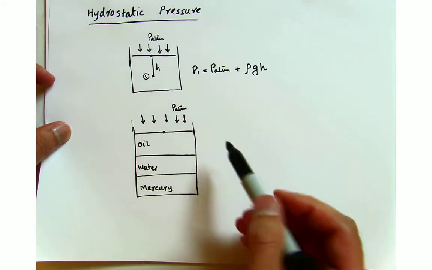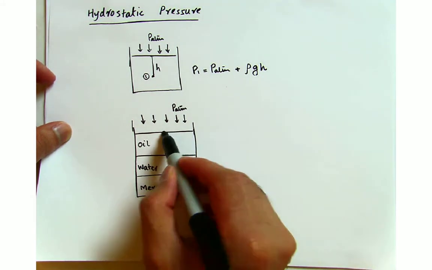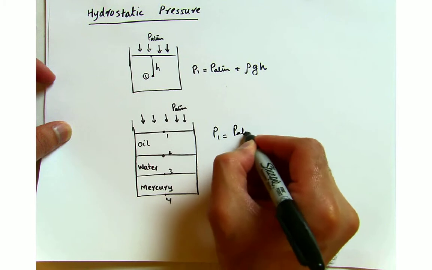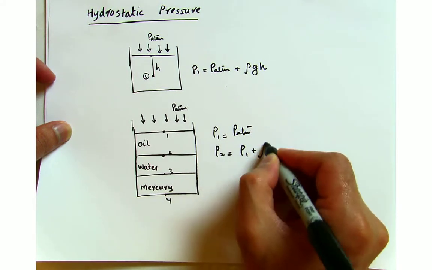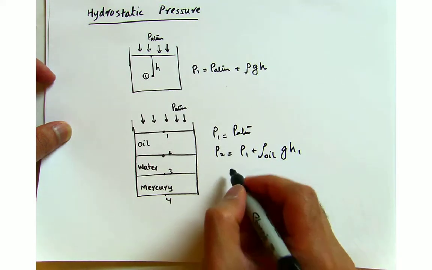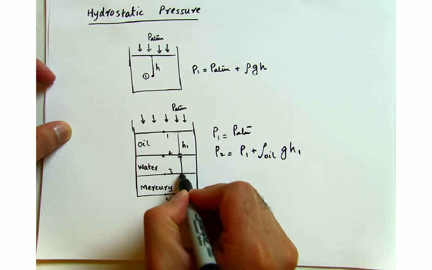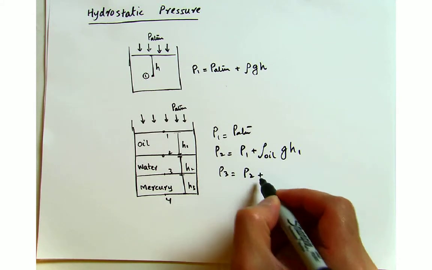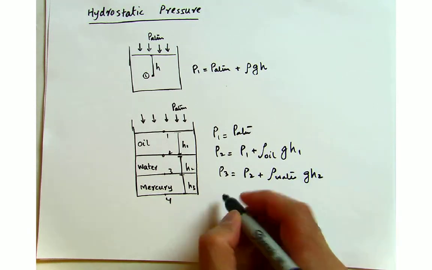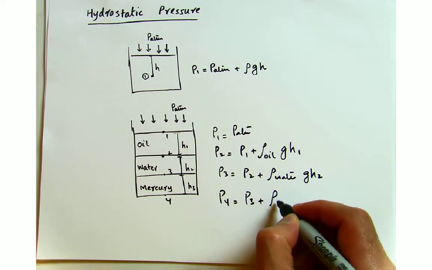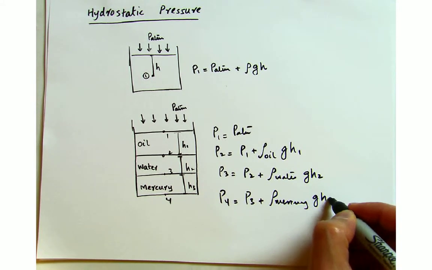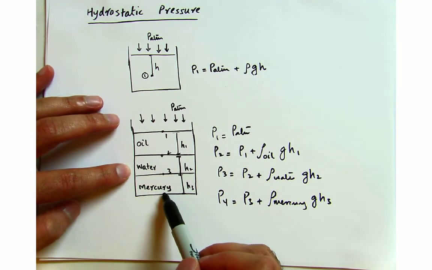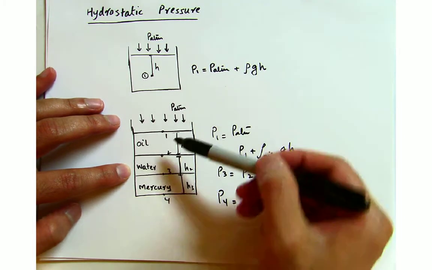And if I have multiple fluids, oil, water, mercury, then I can look at the pressures P1, which is this point, and 2, 3, and 4. The pressure P1 is simply P atmospheric, and pressure P2 is P1 plus rho of the oil times g H1, if this distance is H1. I can take this distance to be H2 and this distance to be H3. Then P3 equals P2 plus rho of water g H2, and P4 is P3 plus rho of mercury g H3. We know that the density of oil is less than the density of water, and the density of water is less than the density of mercury. They are immiscible, they don't mix, so that's how they will rest on each other.